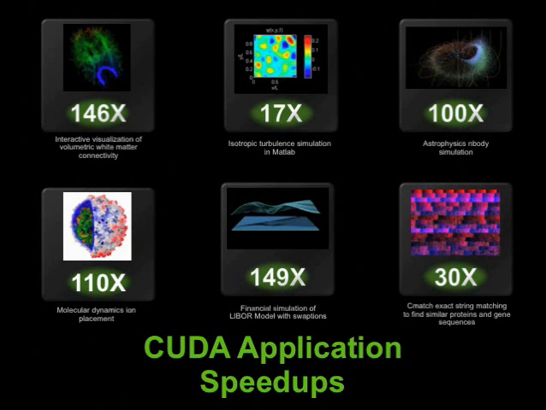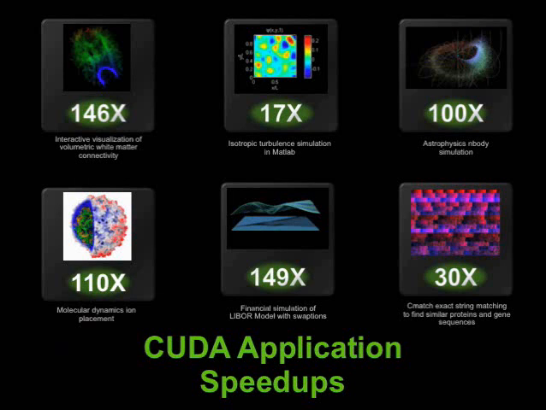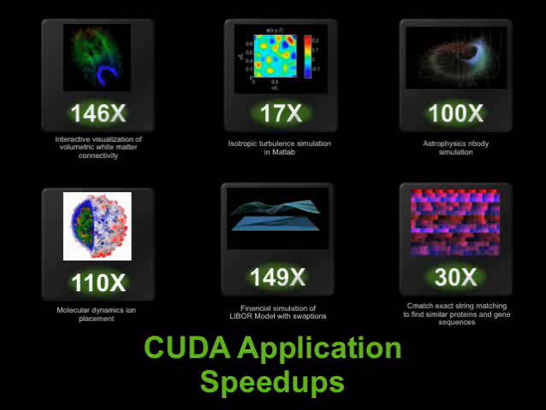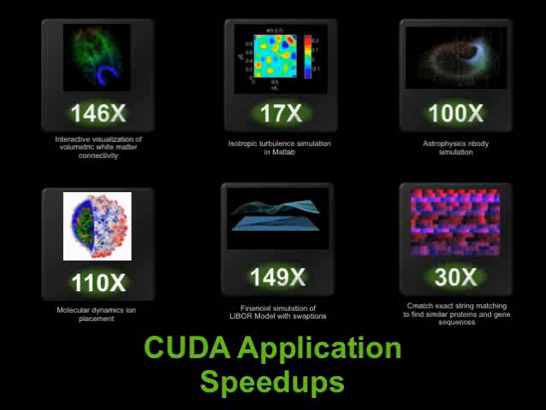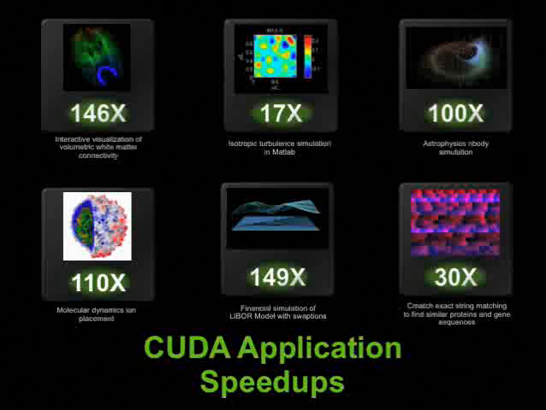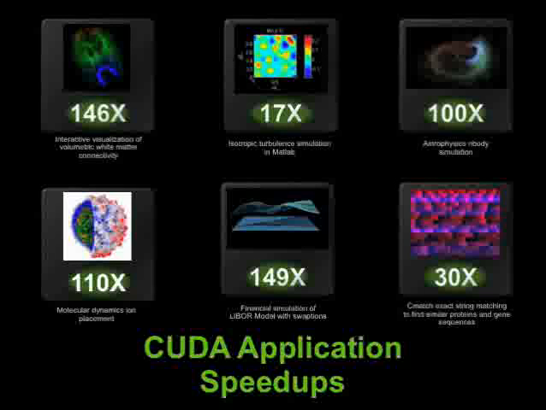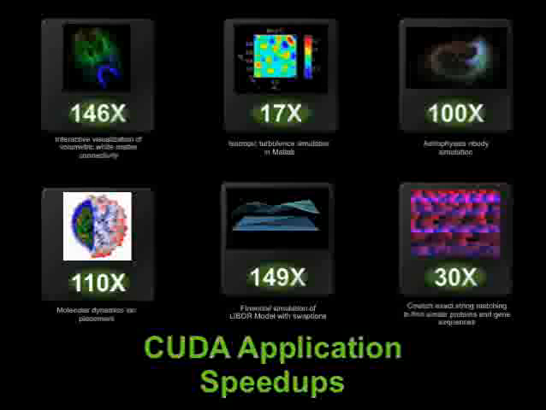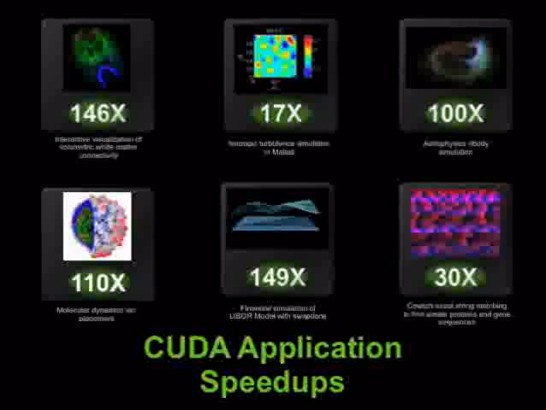This slide shows some examples of speedups obtained by porting applications to CUDA. These applications span various disciplines, including medical imaging, computational fluid dynamics of isotropic turbulence performed in MATLAB, an astrophysics N-body problem, molecular dynamics ion placement simulation, computational finance, and genomics. The following modules will provide the viewer with the skills and tools necessary to achieve such speedups using the CUDA programming model.